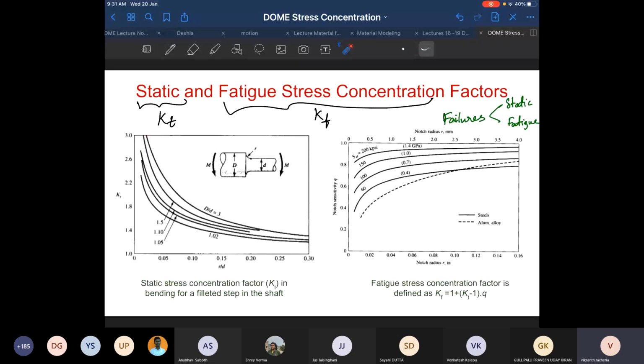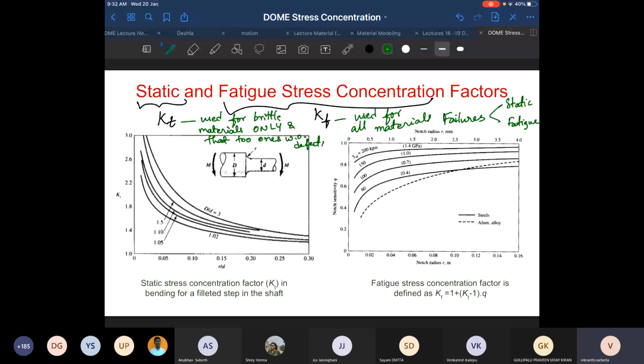Now, one important point is that KF will be used for all materials, whereas KT is used for brittle materials only, and that too ones without defects. Okay, that is the first thing.